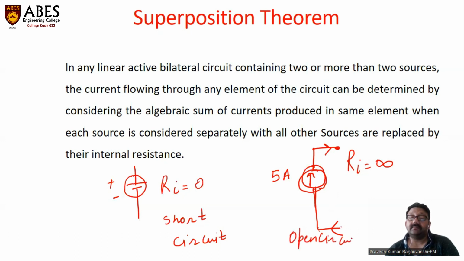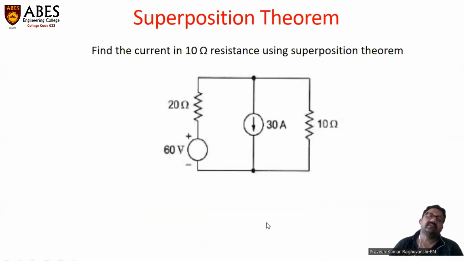Now we are going to discuss the application of the superposition theorem. With the help of this theorem, we are going to solve a given circuit. So this is the circuit on which we are going to apply the superposition theorem. The statement of the question is: find the current in the 10 ohm resistance using the superposition theorem.